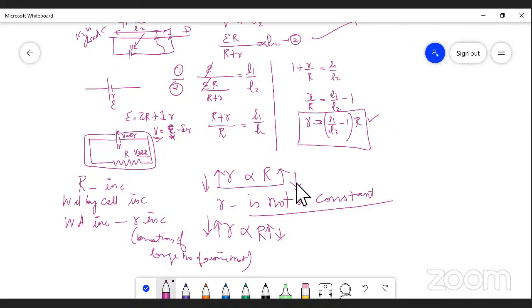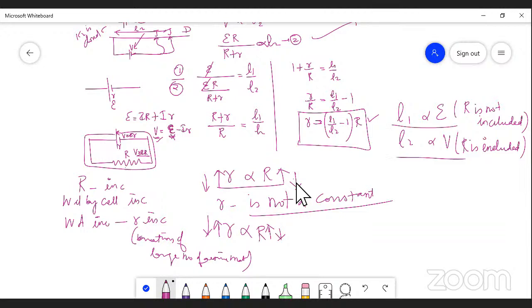So L1 is for EMF and L2 is for potential difference. Here R is not included. Here R is included. This must be kept in mind. So with these formulas, we can simply calculate the internal resistance of the cell using a potentiometer.